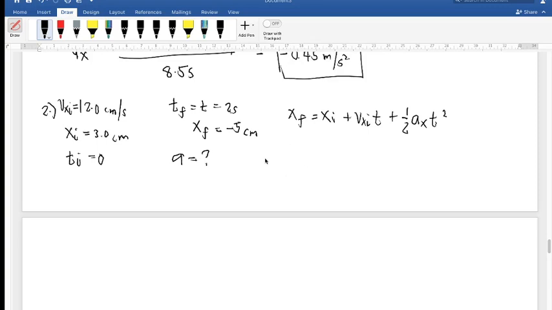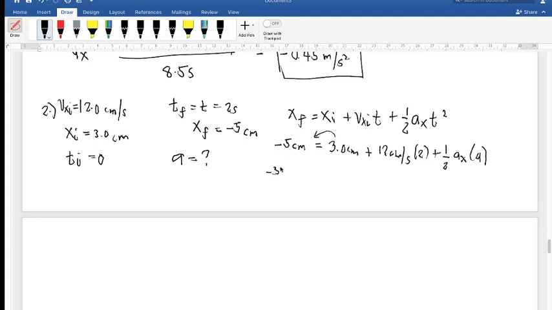Okay, so I will just put here XF is equal to XI plus VXI T plus 1/2 AX T square. Okay, so XF is actually negative 5 centimeter, so that is not an SI unit, but we can convert it to standard unit of length na meter in the final answer. Okay, so XF is negative 5 cm, XI is 3 centimeter, tapos yung VXI mo is 12 centimeter per second. Yung time mo is 2 seconds. Then 1 half AX is unknown. Tapos yung T squared is actually 4, 4 seconds squared.